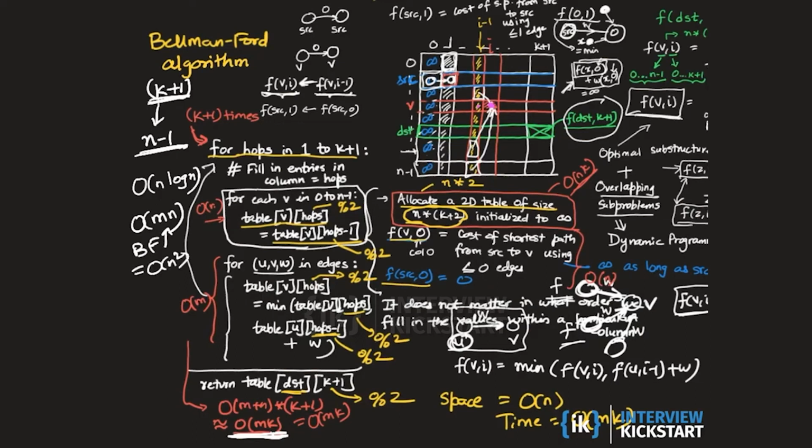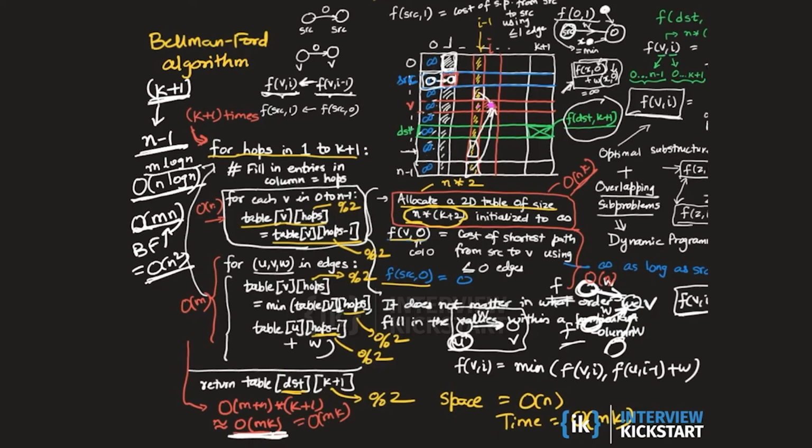So clearly order m times n is worse than the complexity we had for Dijkstra. Even on a dense graph, the complexity of Dijkstra was order m log n. So order mn is clearly worse than order m log n, and on a sparse graph clearly order n square is worse than order n log n.